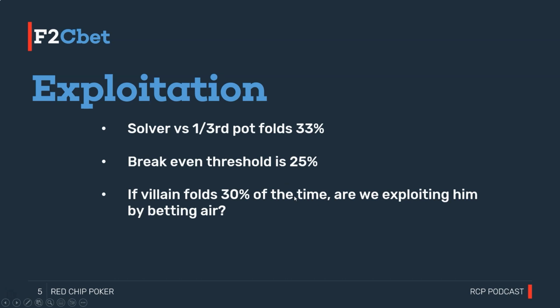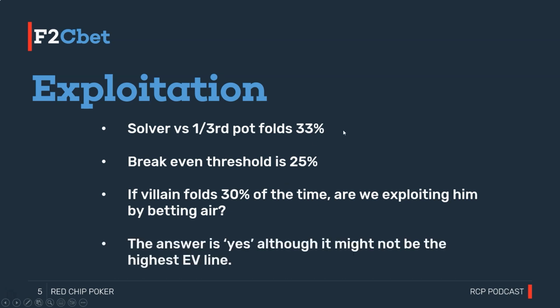Now, the simple answer to this question is yes, we're still exploiting our opponent because he's folding above the automatic profit threshold. However, there are a couple of caveats here. Firstly, if we did fire all of our air just because our opponent is folding above the automatic profit threshold, that's something that he could potentially counter-exploit.